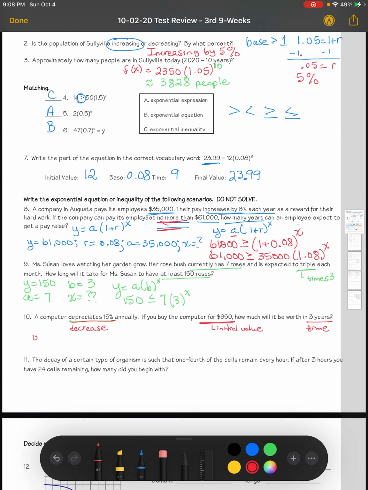Okay. We don't know the value in 3 years, so we don't know our Y. We know our initial value of $950. We know the time, which is represented by variable x, is 3 years. We know the rate that it will depreciate is 15%, and as a decimal, that's 0.15.